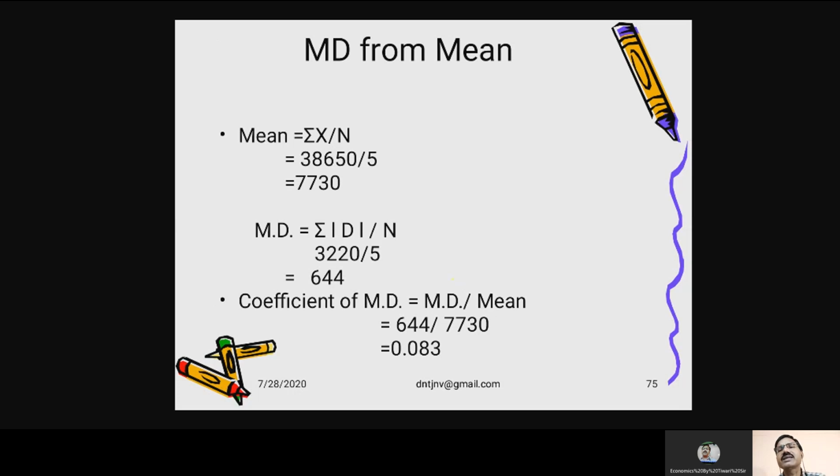Mean is equal to sigma x upon n. Mean deviation is equal to sigma modulus of d upon n. You can find out this. And the coefficient of mean deviation is the value of mean deviation divided by the value of mean. You will get 0.03083.